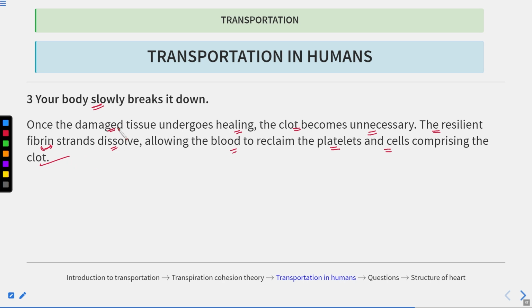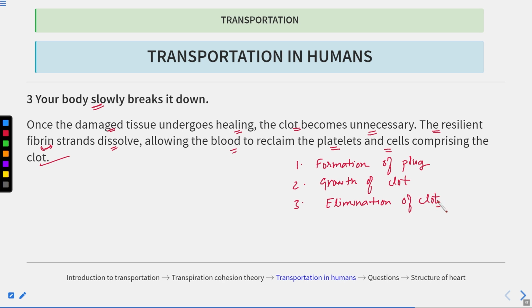So these were the 3 steps. First was the formation of the plug, with the help of platelets. Here platelets play a role in the formation of the plug. Second is the growth of the clot, we have seen how the clot grows, and third is the elimination of the clot. So these are the general steps involved in blood clot formation.